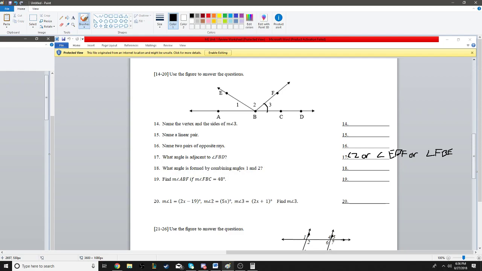Which angle is formed by combining angles 1 and 2? So angle 1 with angle 2 makes this angle ABF. So find ABF, which is 1 and 2 together, if FBC, which is this angle right here, is 48 degrees. So that's 48. Well, ABF and FBC are supplementary angles. So therefore, it's just 180 minus 48 for 132.